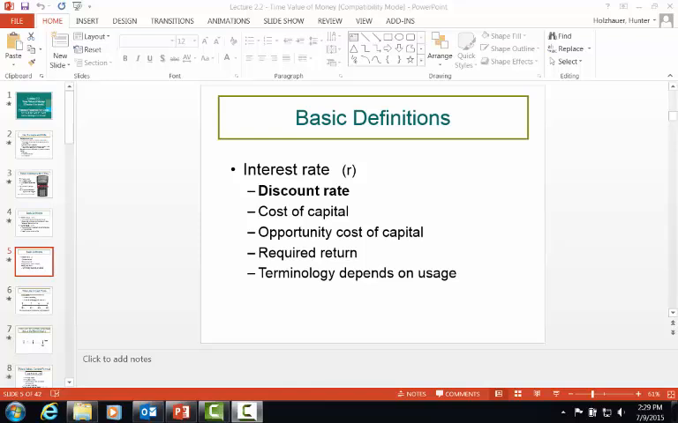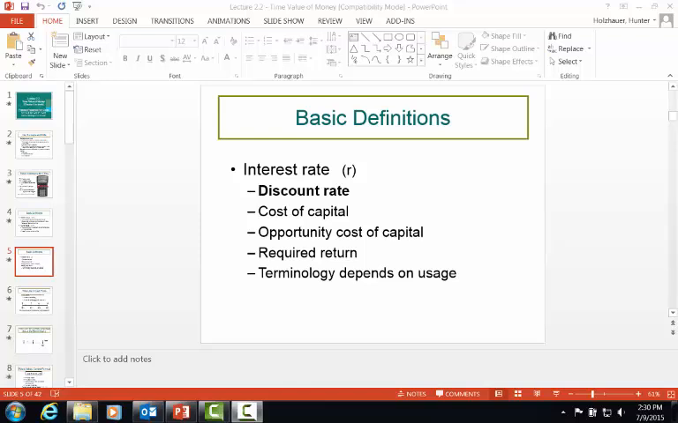Okay, Ross, I'd like to move on to the next basic definition, interest rate. Now, if we take a look at the interest rate, this is one of those situations in finance where there's a lot of terminology that means the same thing, very much like earnings and net income. But with interest rates, there's a whole lot of different things that may be referred to as.